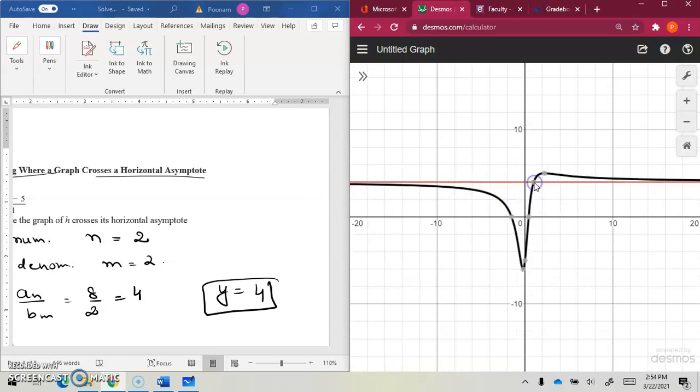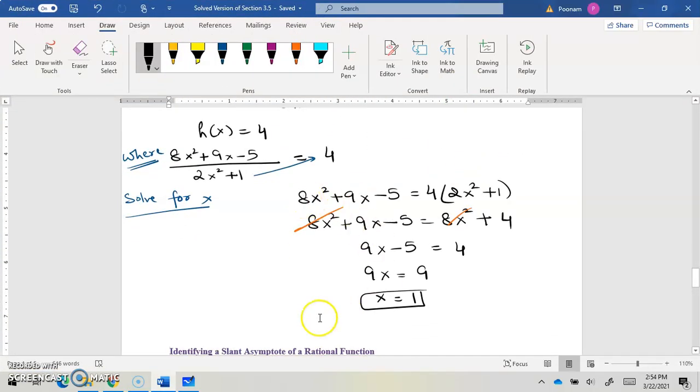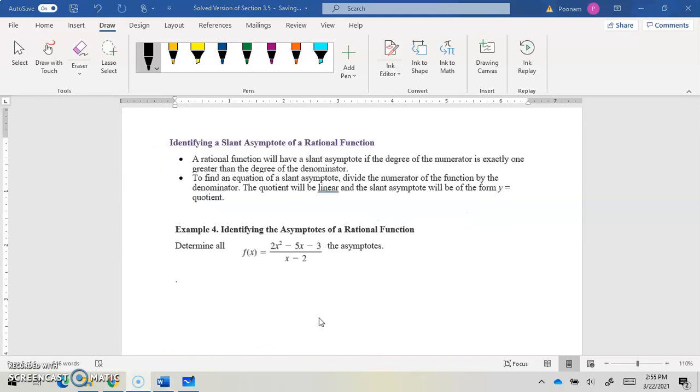crosses the graph at a point. Where is it crossing? At x is equal to 1. So, y value is 4 and x value is what? 1. That is what we solved. We said the function h of x crosses the horizontal asymptote, which is y is equal to 4, at x value 1, at the point (1, 4). So, we worked on horizontal asymptotes and we worked on vertical asymptotes.